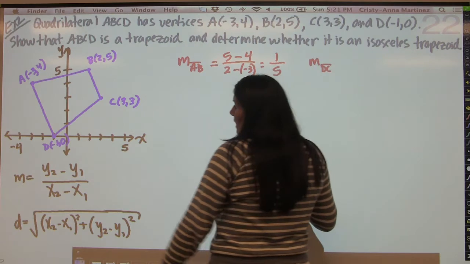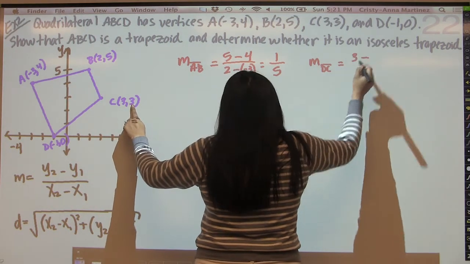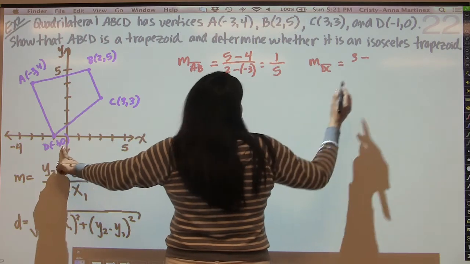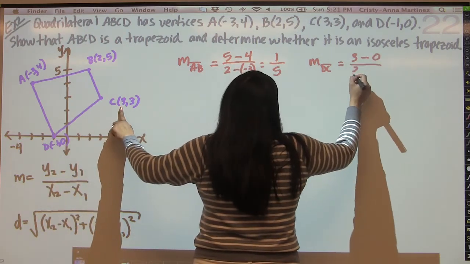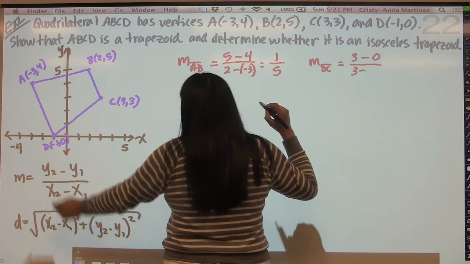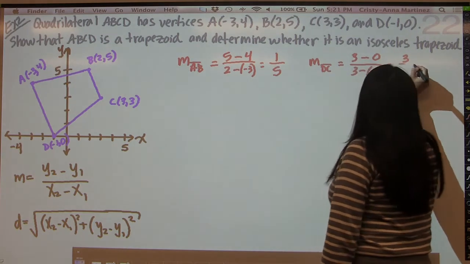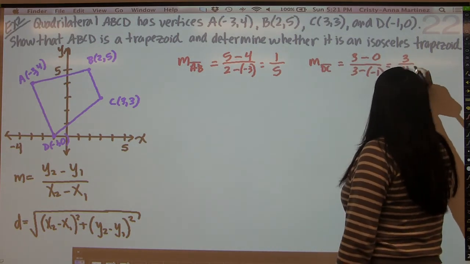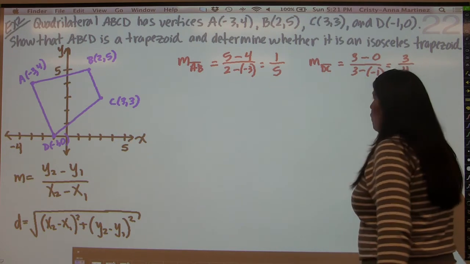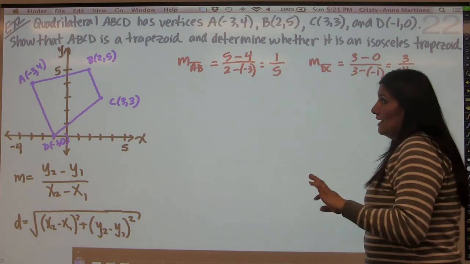So again, we're going to go y2, 3, minus y1, which is 0, over x2, which is 3, minus x1, which is negative 1. 3 minus 0 is 3, and 3 minus a negative is 3 plus 1, which is 4. So I get 1/5 and 3/4. Because those slopes are not the same, then it means that those sides are not parallel.